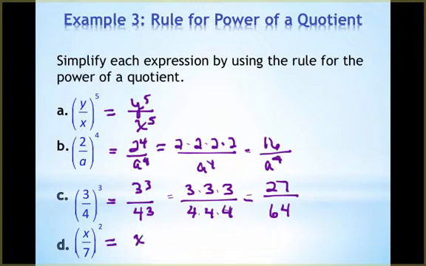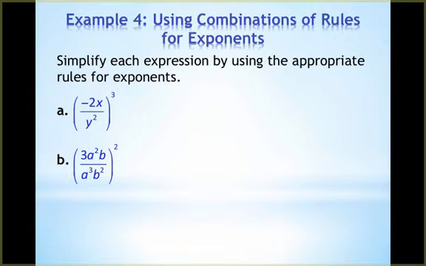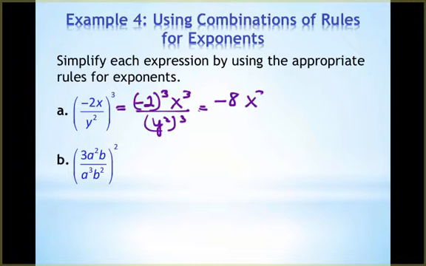And the last one, x over 7 squared, would be x squared over 7 squared, which would be x squared over 49. Now let's take what we've done so far and combine some of the rules. So we have negative 2x over y squared, all cubed. So that's going to be negative 2 cubed, x cubed, and y squared cubed. But negative 2 cubed is negative 2 times negative 2 times negative 2, but that's negative 8, x cubed. And then y squared cubed would be y to the 6th because we'd multiply our exponents.